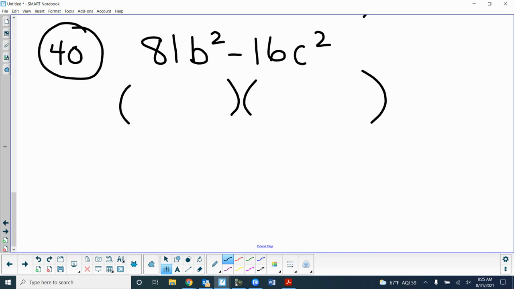Michael, what's the square root of this? Anything else? Yeah. So put 9b in the front. Gavin, what about the back? 4. Thank you. Owen, what do I got to remember then? Plus and minus. Okay. Is this a difference of squares? 9 and 4 are perfect squares. Is the b and the c perfect square? No. I need an even exponent, right? So I'm done.